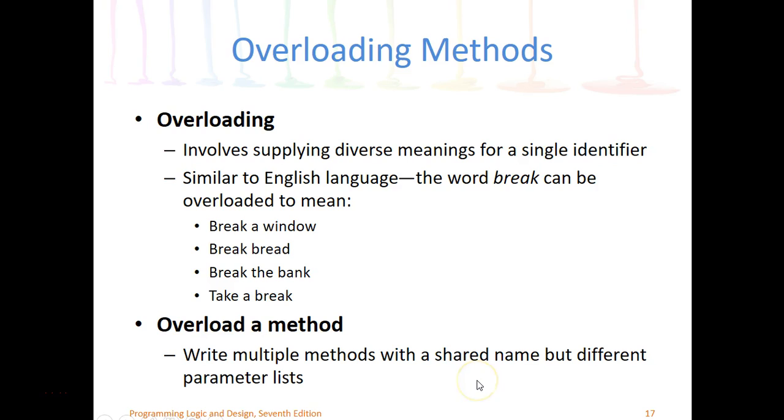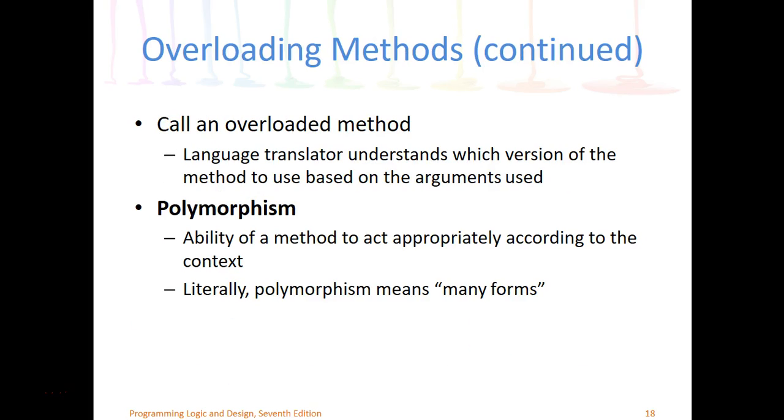And so when you guys used the bubbles, you had overloaded constructors. They had the same name, but they had different parameter lists. When you call an overloaded method, the language translator knows what version of the method you want to use. So if you have the default constructor, it's going to go to the default, but if you have a parameterized constructor, it's going to use that parameterized constructor, which is what you guys did in your bubbles activities.